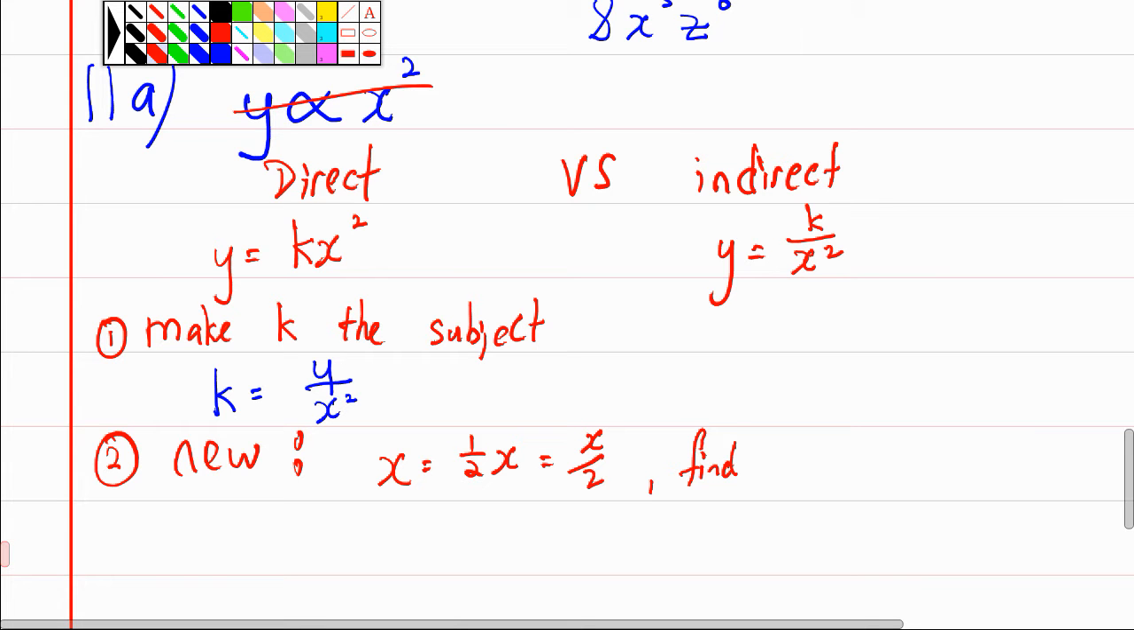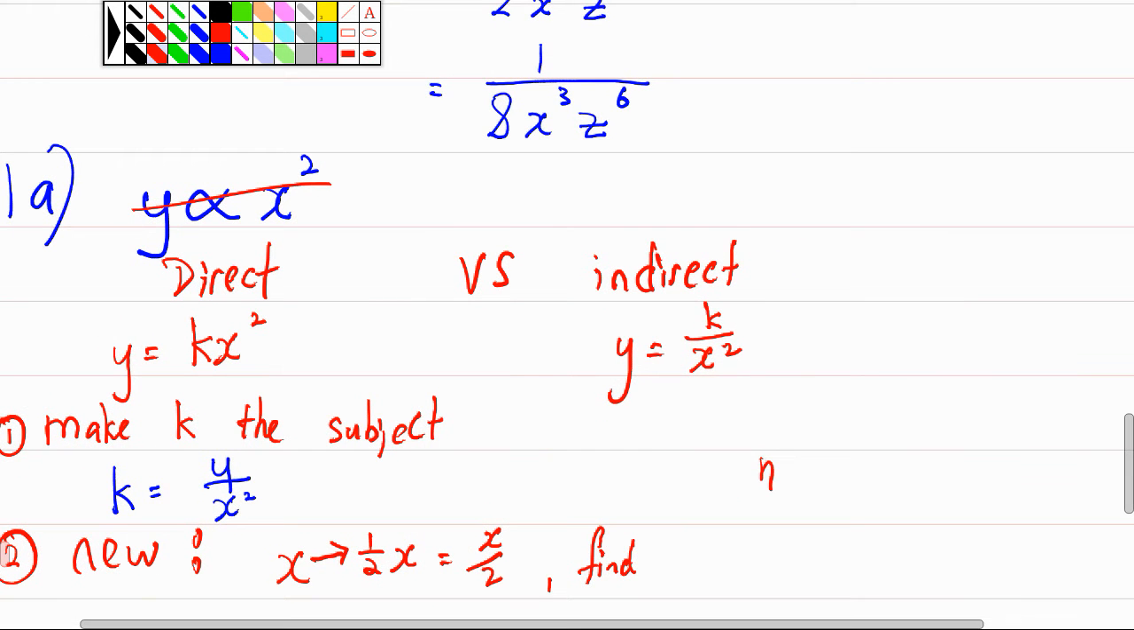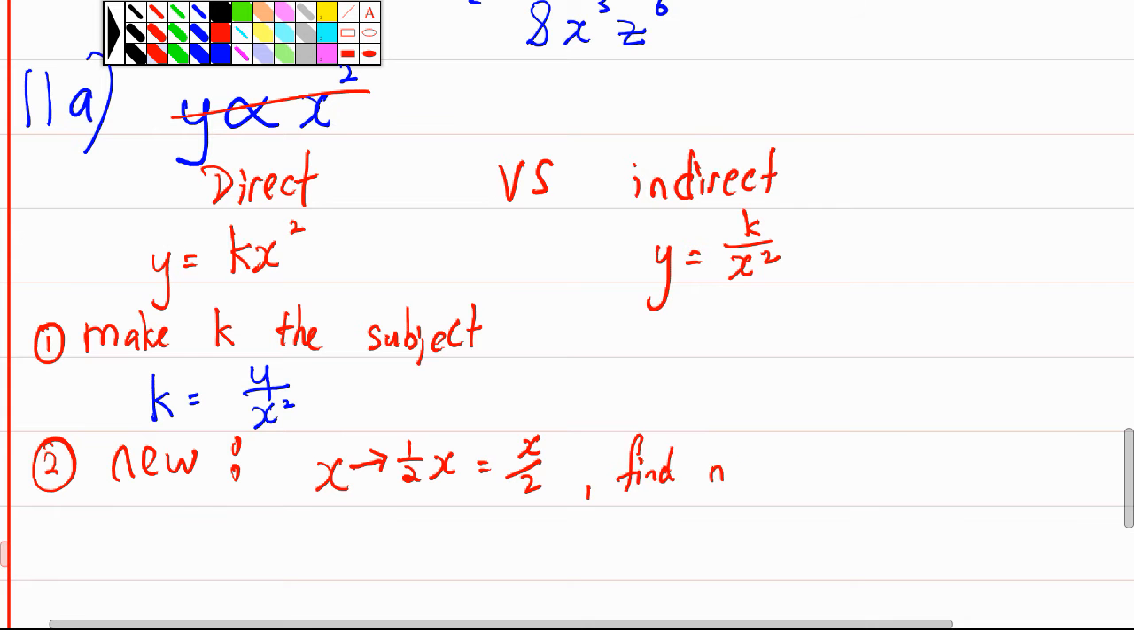I use the arrow. X changes to half x. I haven't mentioned about the square yet. What do they want to find? Find new what? Very good. Find the new y.